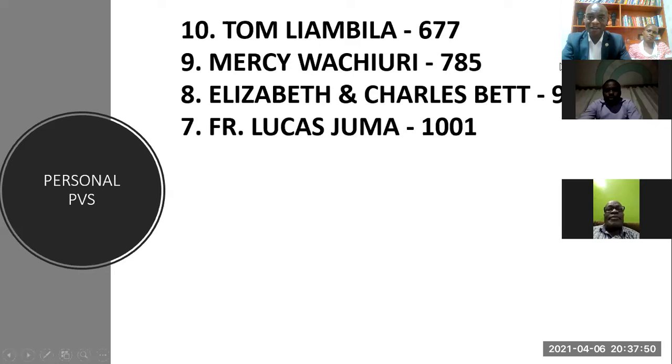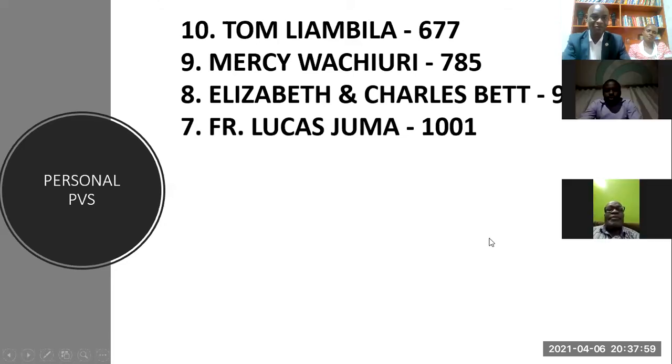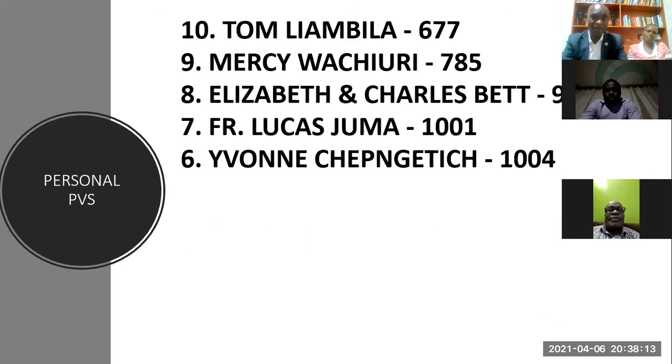Then we have Elizabeth and Charles Betts, 961. Congratulations, Elizabeth and Charles. And then we have Father Lucas Juma, 1001 personal. These are personal points, not with your team. Now you can see already up from number 7, we are already at 1,000 plus. Then we have Yvonne Chemngetich, 1004, a university student. What excuse do you have?